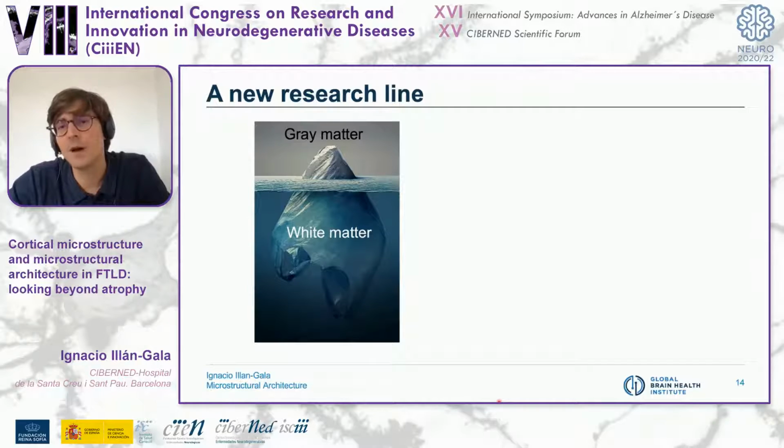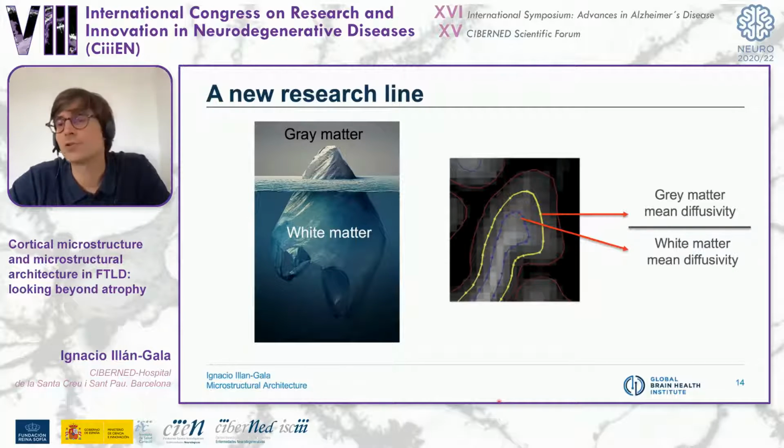That's how I came up with the idea of the microstructural architecture ratio, represented here. So we can sample the mean diffusivity at the central ribbon, like this cortical mean diffusivity, but we can combine this metric with mean diffusivity at the interface between gray matter and white matter, which is represented by this blue or purple line. If we combine these two metrics for each vertex, we can compute this ratio.